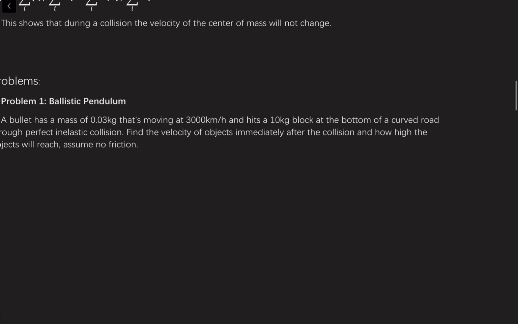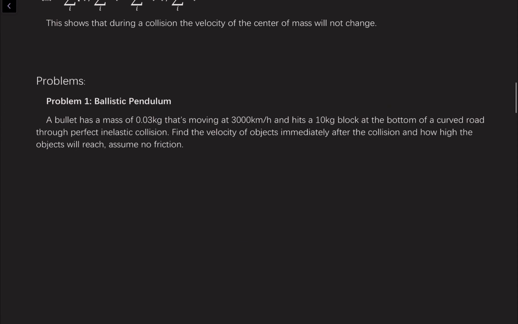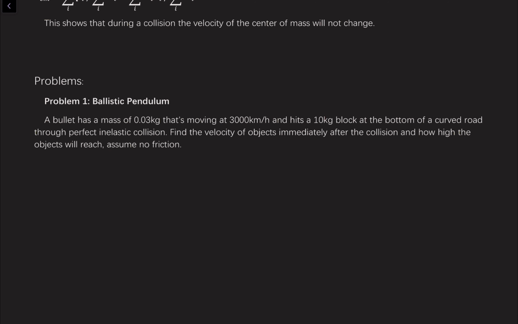And now let's do some practice problems. Let's say you have a bullet with a mass of 0.03 kilogram, moving 3,000 kilometers per hour, and it hits a 5 kilogram block, and so on. Let's calculate how high the object will reach. Of course, no friction in physics.